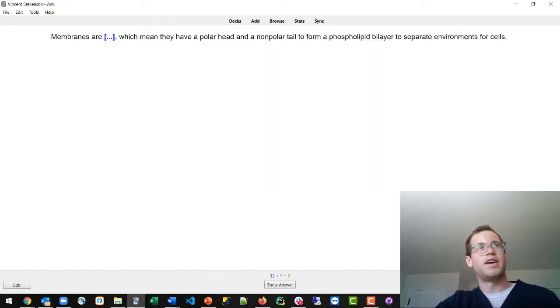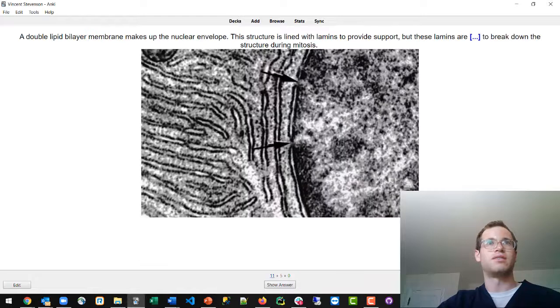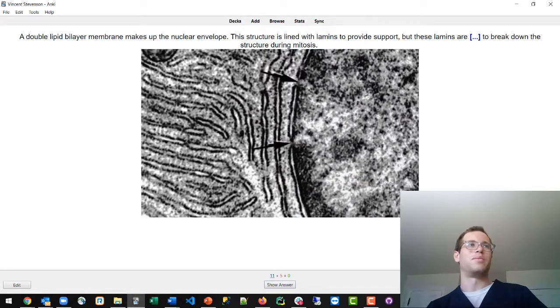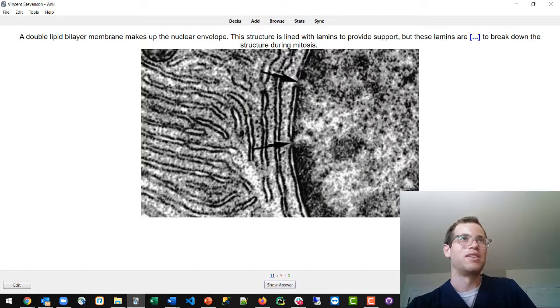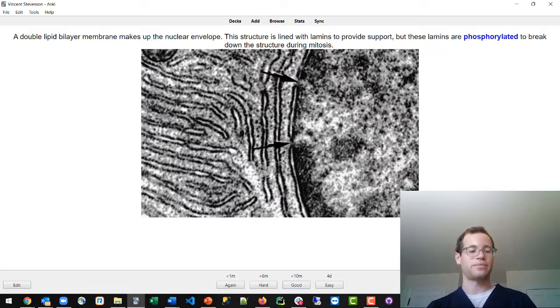Another thing that we're going to come back to is that membranes are amphipathic, meaning they've got that polar head, nonpolar tail, so they've got those two characteristics. We've got the integral proteins that span the entire membrane, and then we've got the peripheral proteins that are just on the surface. We've got our double lipid bilayer membrane making up the nuclear envelope, and when you phosphorylate these lamins, they're going to disintegrate to allow things like mitosis to happen.